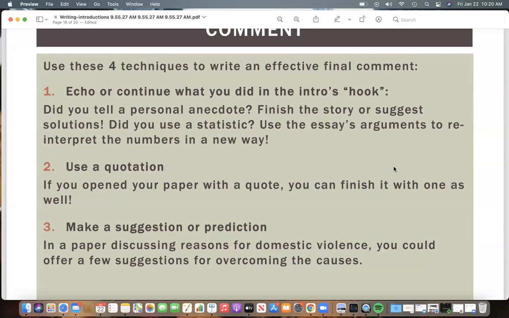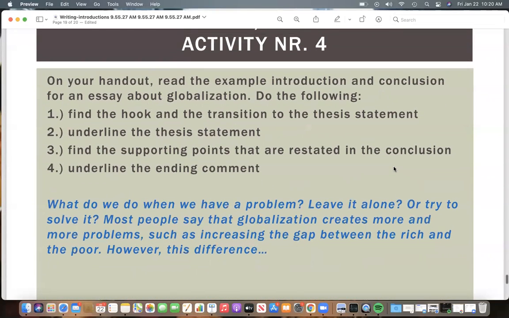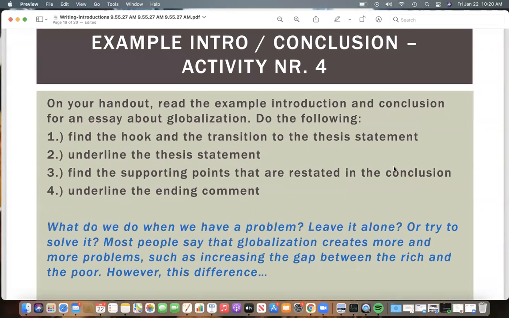And the third thing you can do is to make a suggestion or prediction, which I really like that one. Like in a paper discussing reasons for domestic violence, you could offer a few suggestions for overcoming the causes of domestic violence. And that's it. This part doesn't really matter. So we're not going to go over that, but hopefully this is helpful.